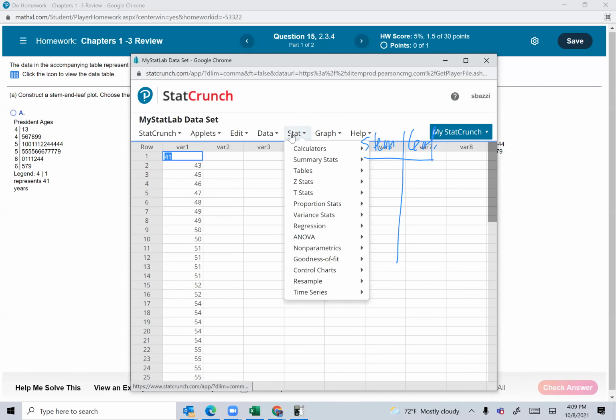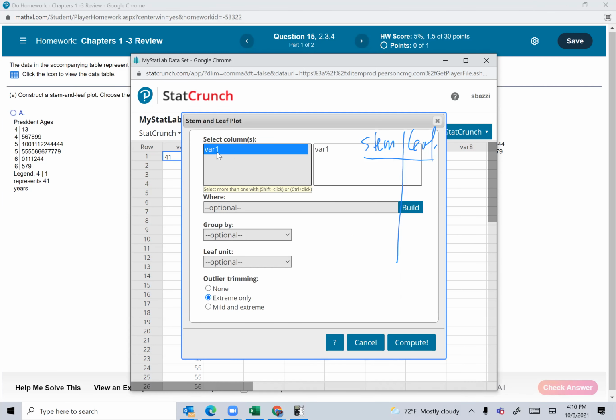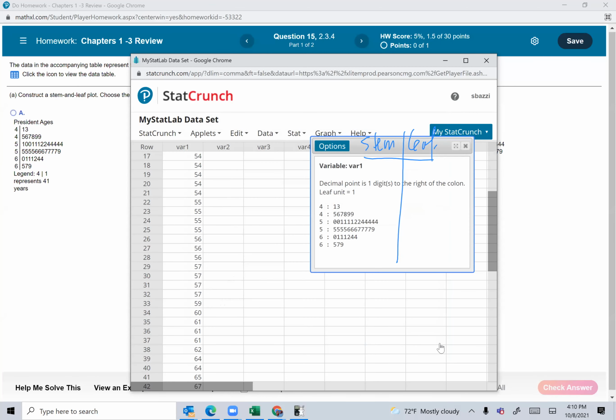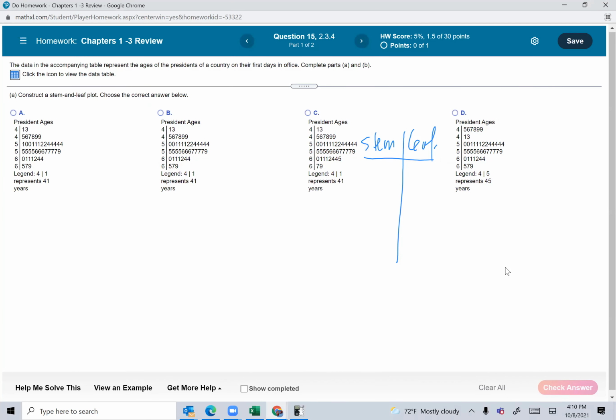And then you go to graph and stem and leaf and variable 1 and hit compute. And here you go. So how do you read it? 4 with the 1 means 41. 4 with the 3 means 43. 4 with the 5 means 45, 46, 47, 48, 49, 49, and so on and so forth. You get it in StatCrunch, and guys, you go and compare which one matches with your answer, and that should be the answer right here. So that's what a stem and leaf is.